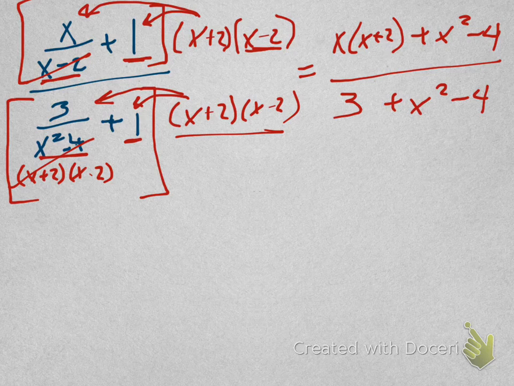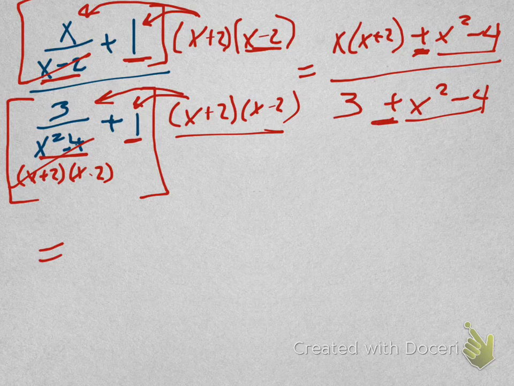Now here's a mistake a lot of people make. They see this and this and they think they can cancel them out. You can't do that because those aren't factors anymore. Those are now terms. They're being added. See how they're being added here? So instead of canceling them out, I'm going to simplify it.